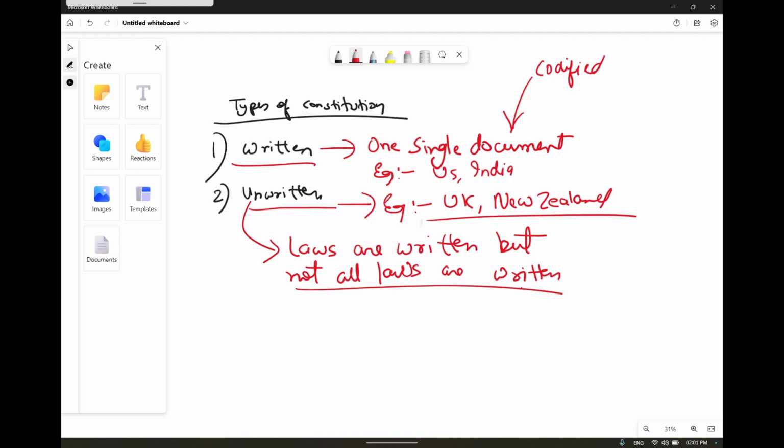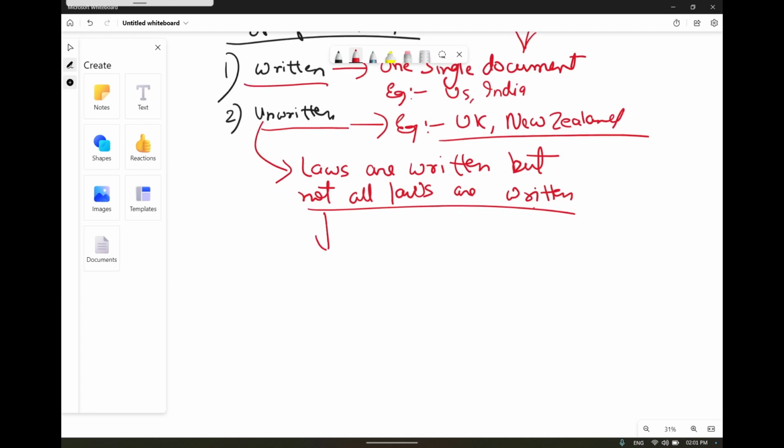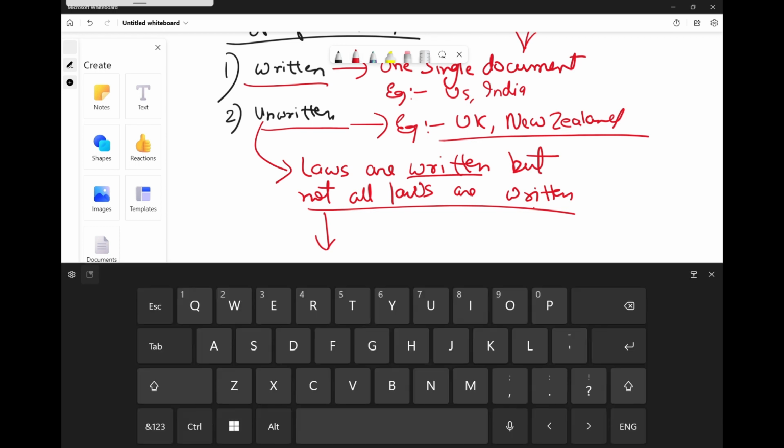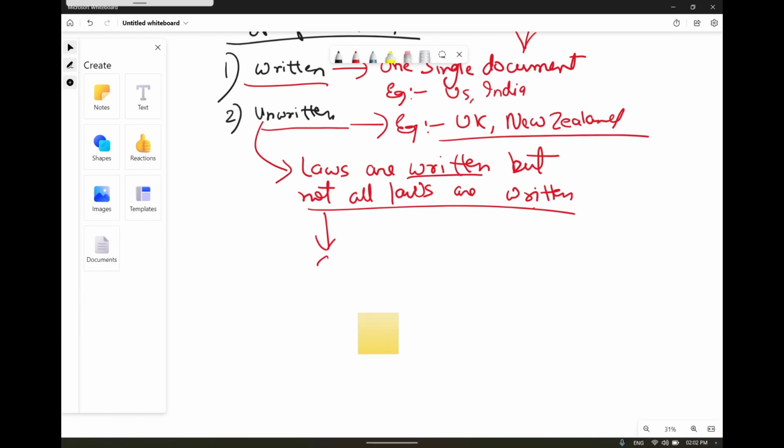So how will governance take place? Let us suppose a case came to the court. How will the jury take a decision on that? The jury will take a decision where conventions play a role. Laws which are written are fine, but for the laws which are not written, convention plays a vital role. There are a few conventions that will play a role under it.